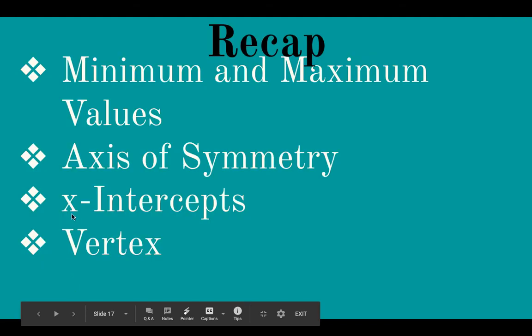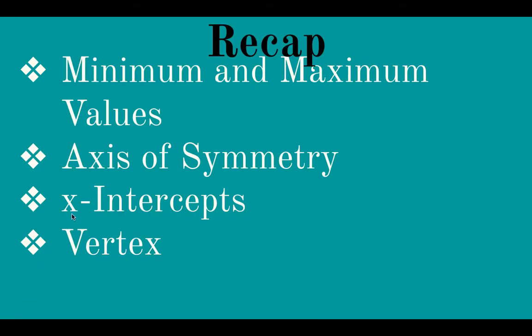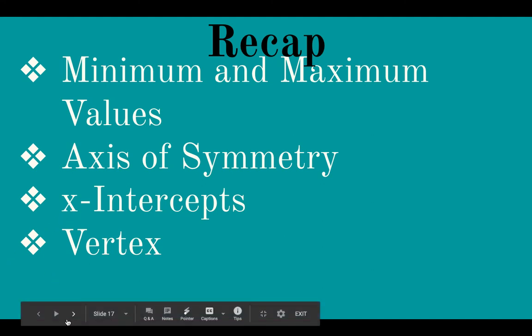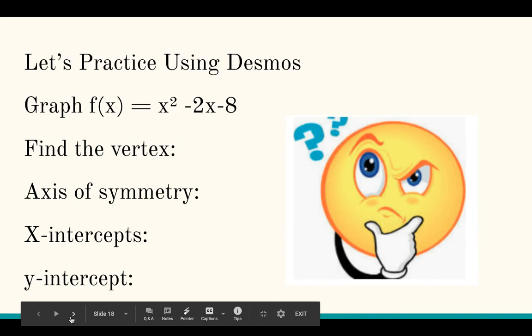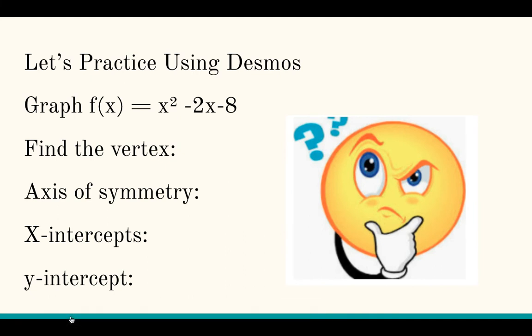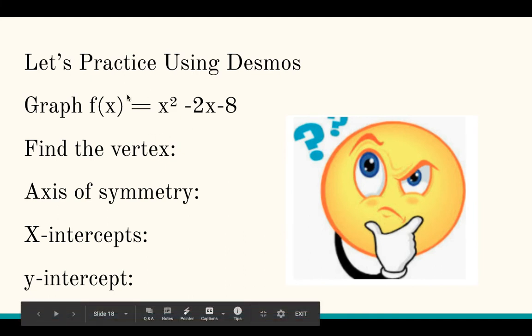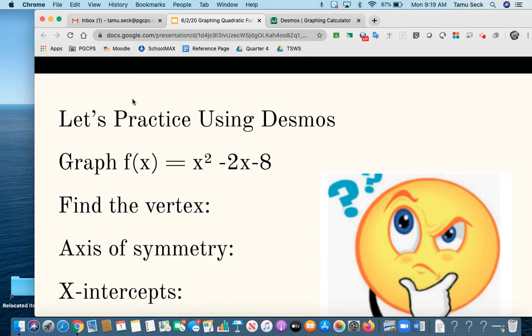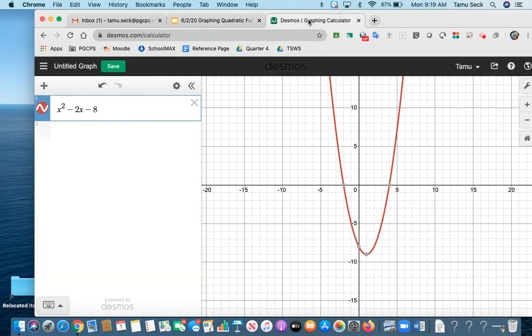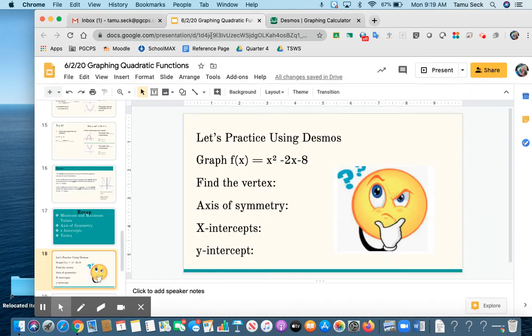So the vocabulary words that we've talked about are minimum and maximum point values, the axis of symmetry, the x-intercept, and the vertex. Okay, now I want you to practice graphing this in Desmos. So go ahead and open up Desmos and type in x squared minus 2x minus 8. Pause the video.